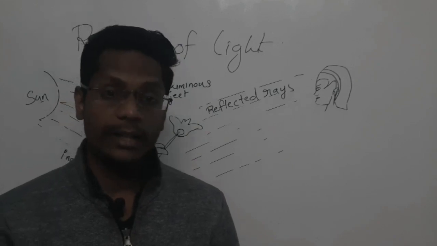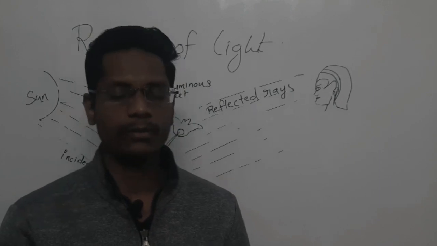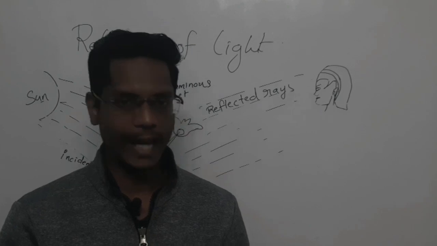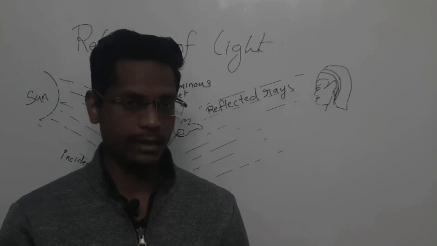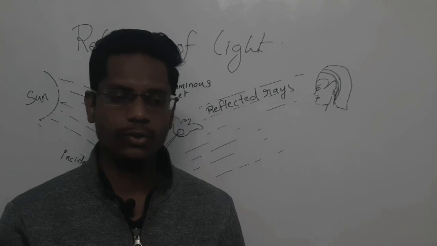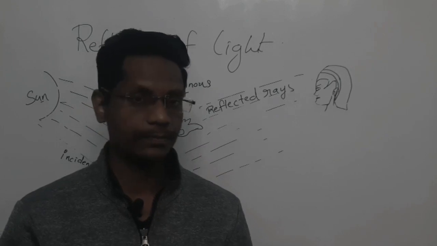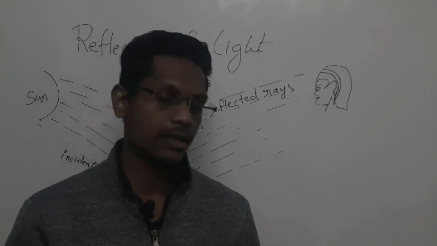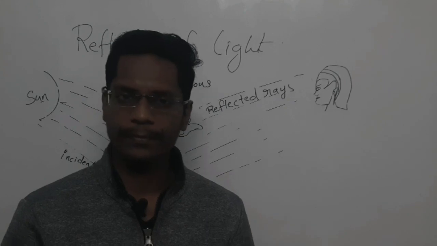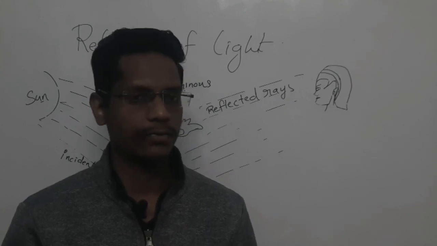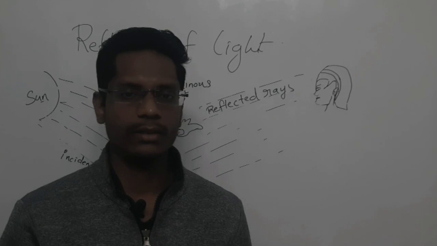Then reflection takes place through two kinds of surfaces. Because of that we get two types of reflection. First one regular reflection and second one irregular reflection. As the name suggests, regular reflection happens on a smooth surface like a plane mirror, and irregular reflection happens on surfaces which are not smooth, like the walls, our body, paper, book. These things do not have a smooth surface, so they produce irregular reflection.